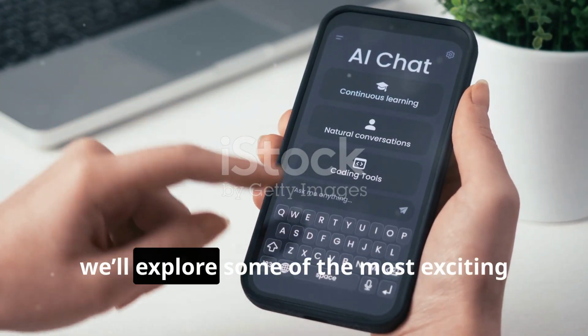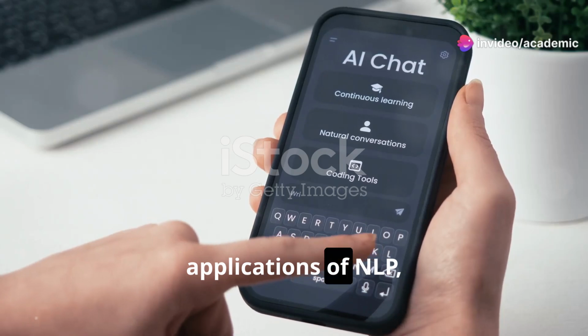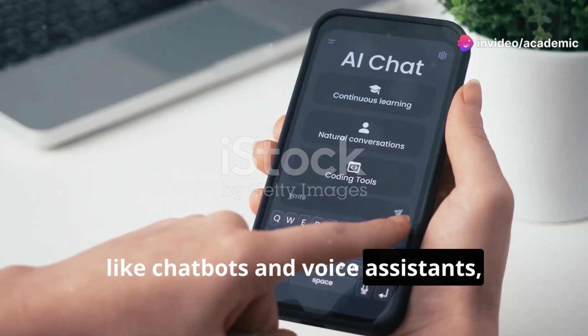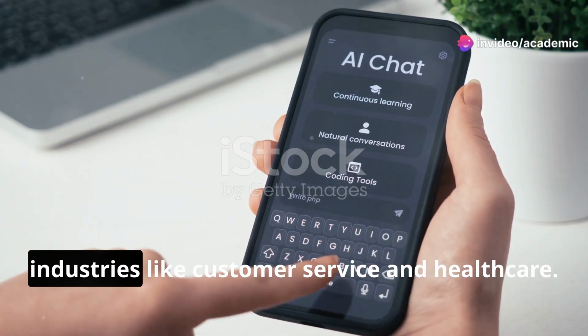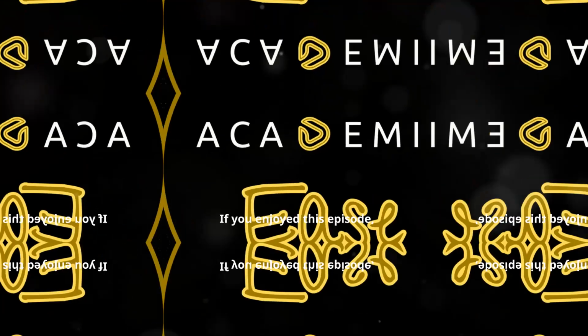In our next episode, we'll explore some of the most exciting applications of NLP like chatbots and voice assistants, and dive into how they're transforming industries like customer service and healthcare.